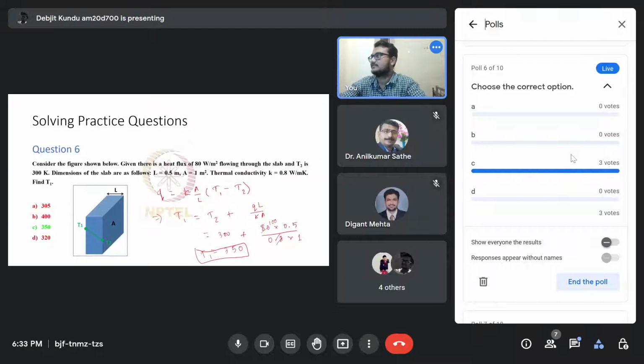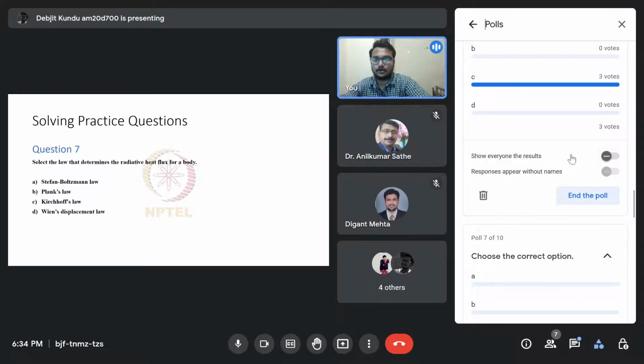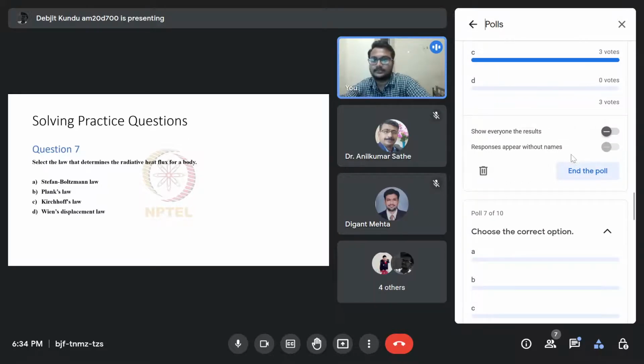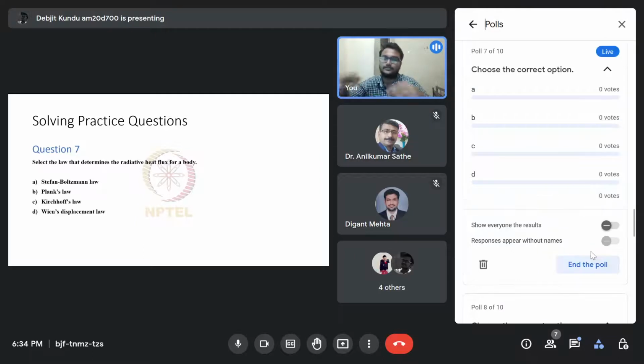Let's move on. We'll move on to question number 7 of today. Select the law that determines the radiative heat flux for a body. Is it option A, Stefan-Boltzmann law? Is it option B, Planck's law? Is it option C, Kirchhoff's law? Or is it D, Wien's displacement law?